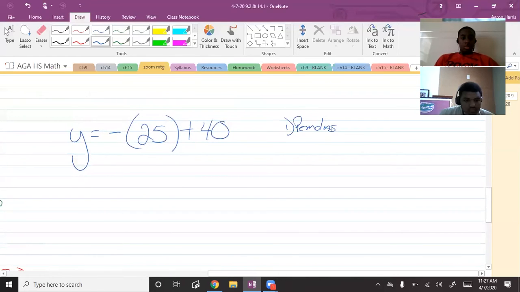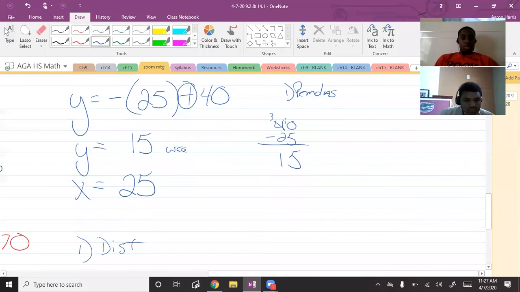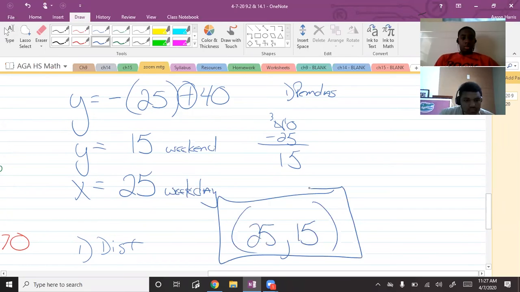So now this is nothing more than PEMDAS, correct, for the first step. I have opposite signs, so I'm going to subtract them. Always put the bigger number on top, smaller number on the bottom, subtract them. 40 minus 25. Borrow the 1, I get 5. 3 minus 2 is 1. Keep the sign of the bigger number. So y is equal to a positive 15. X is equal to 25. So his weekend job, he worked how many hours? 15. His weekday job, he worked 25 hours. Does that make sense? And naturally they would cross out. I can put it in there, which is 25, 15.